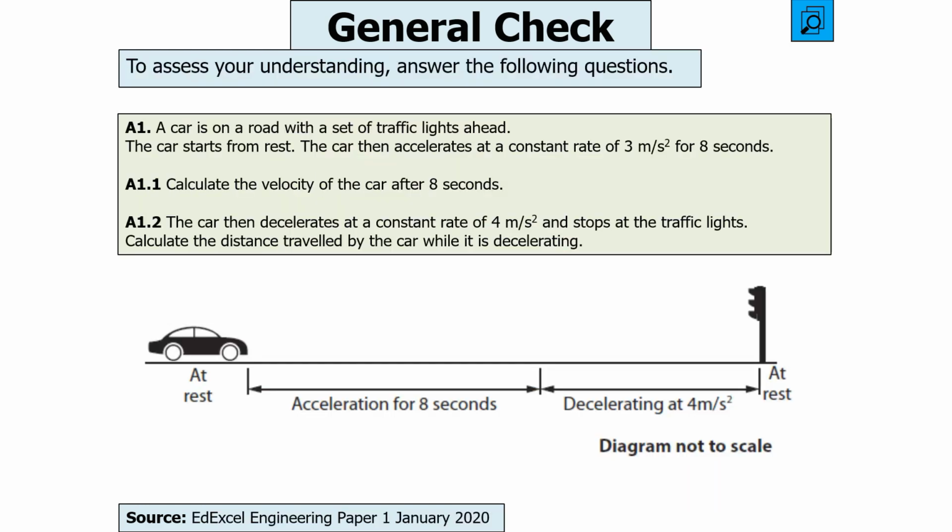Now, the next question says, a car is on a road with a set of traffic lights ahead. The car starts from rest and then accelerates at a constant rate of 3 meters per second squared for 8 seconds. Calculate the velocity of the car after 8 seconds. Then the car decelerates at a constant rate of 4 meters per second squared and stops at the traffic lights. Calculate the distance travelled by the car whilst it is decelerating. So pause the video now, then unpause the video when you want to go through your answers.